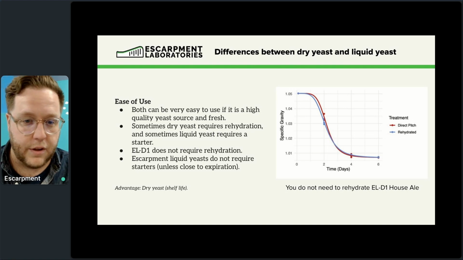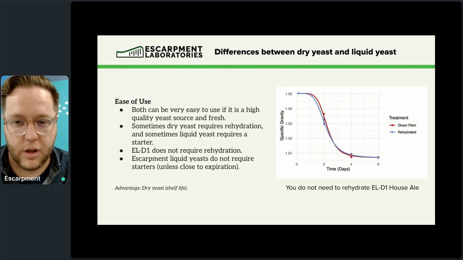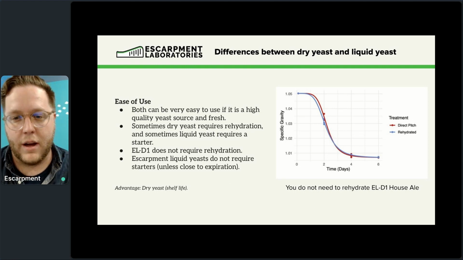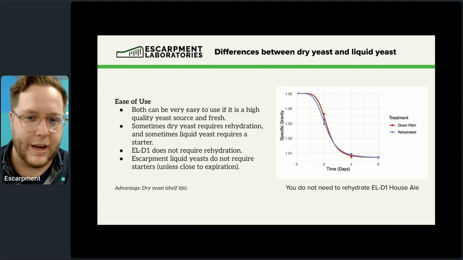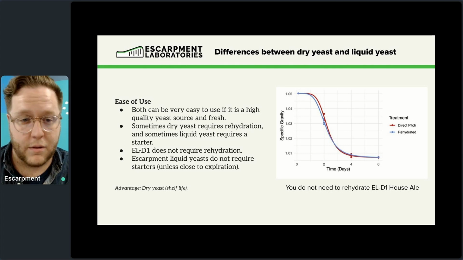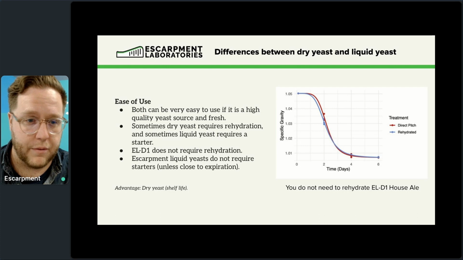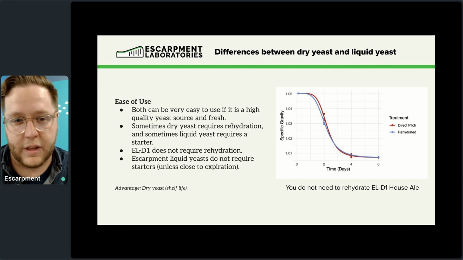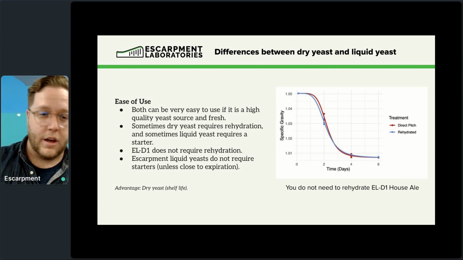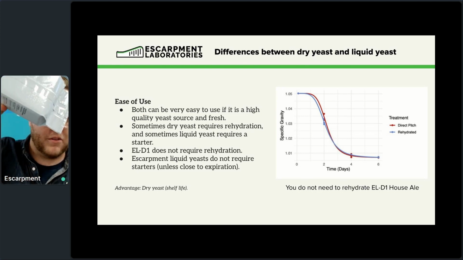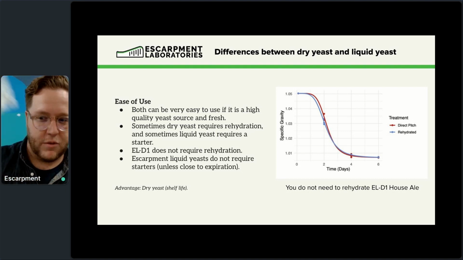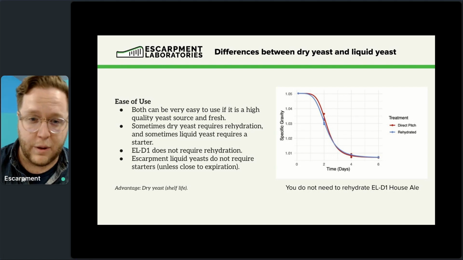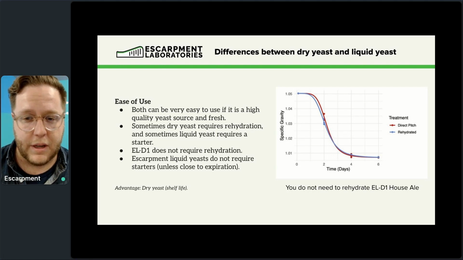The nice thing about the ELD1, the house ale, is that it doesn't require rehydration. We did some experiments on this when we were testing the strain for launch and found basically no difference statistically between a direct pitch and rehydrated yeast. So that's a great step. I know rehydration has been recommended for a lot of different dry brewing yeast, but this makes it really easy. You can just take your yeast, cut open the bag and dump it into your tank. Or if you're home brewing, same thing: cut it open, dump it into your fermenter, you're good to go. That is true for liquid yeast when it's fresh as well, though. So either way, it's pretty easy to use.